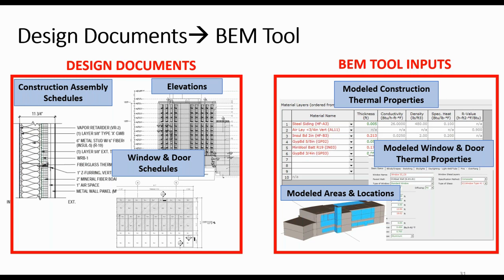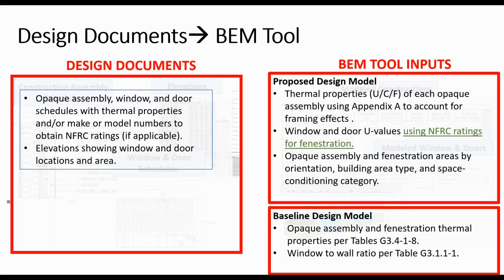In the BEM tool, you need to model the thermal properties of the different constructions. You also need to model the window and door thermal properties. And you need to capture all those modeled areas and door and window locations. So there definitely needs to be some organization and some processing of this information in the design documents. So specifically, you need to take the opaque assembly, the window and door schedules and their thermal properties.